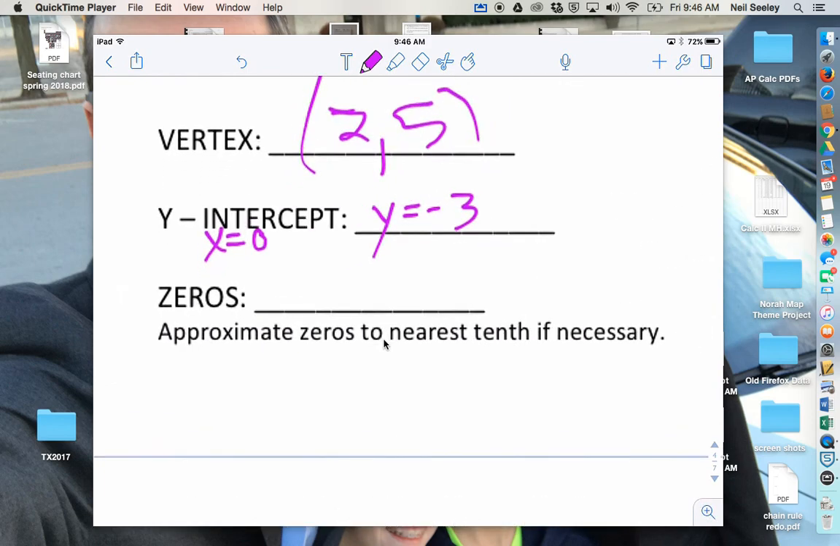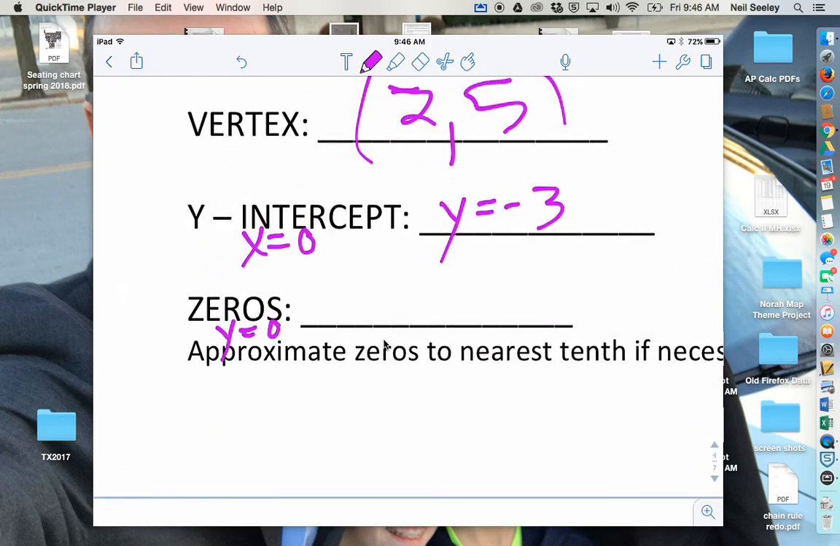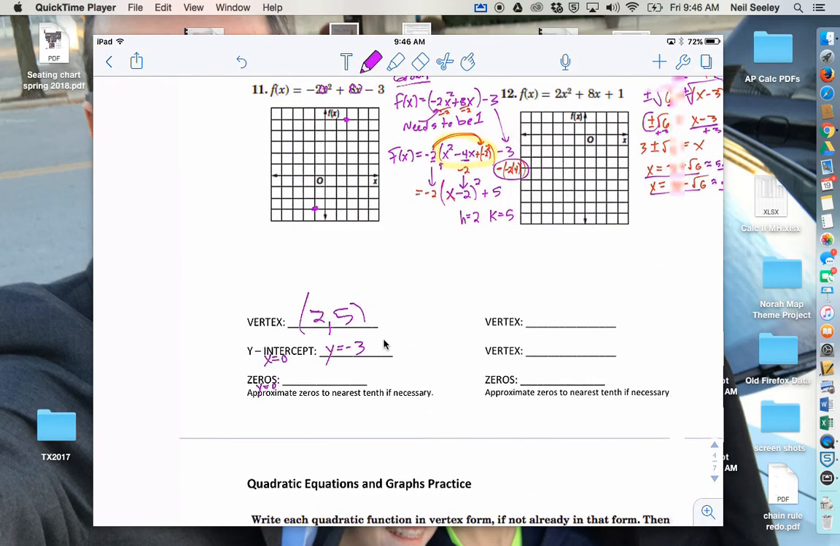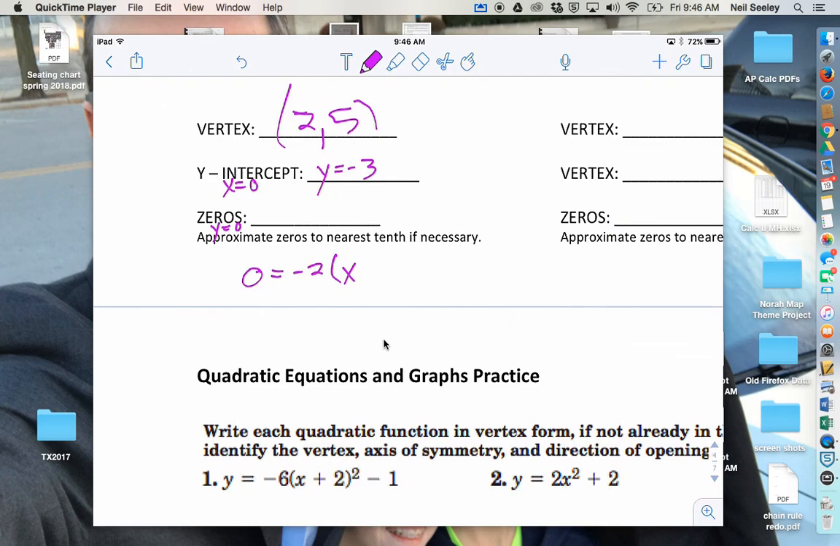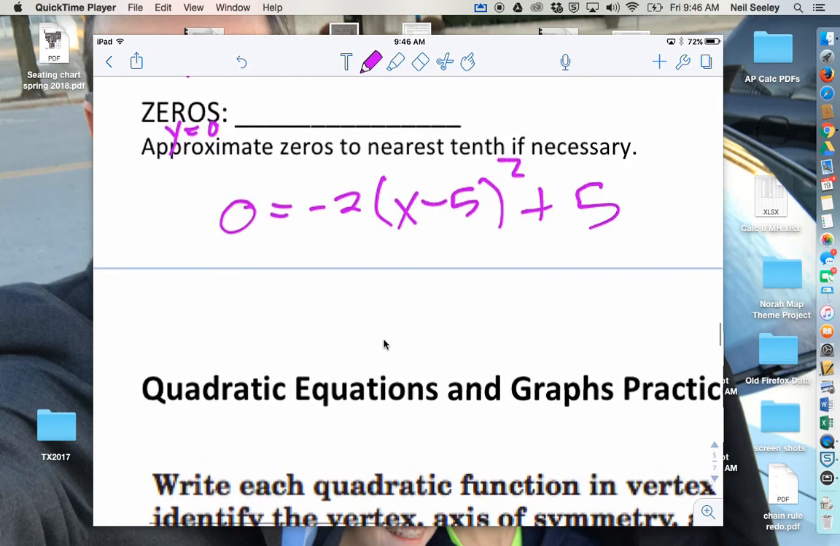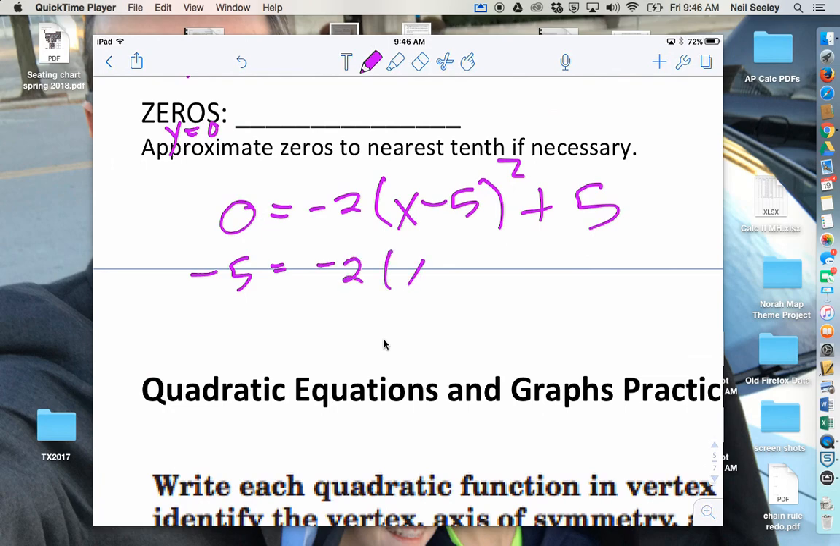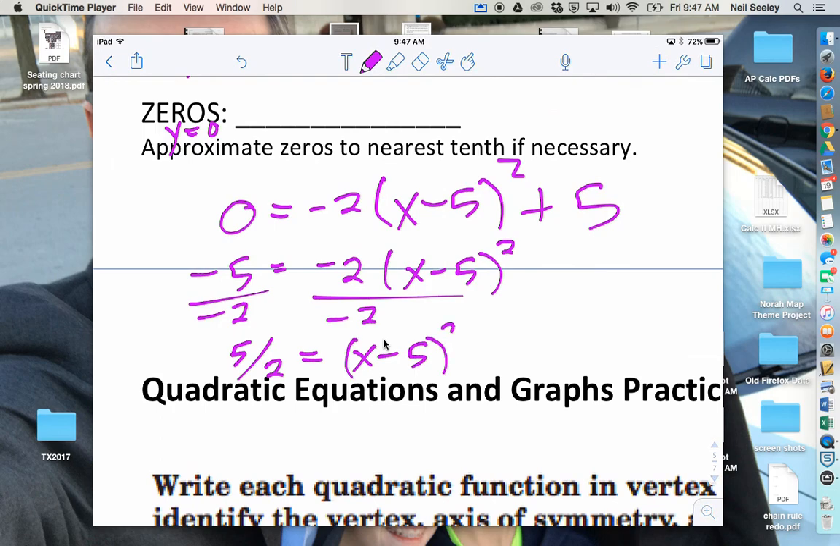The zeros, as in the x-intercepts, are when y equals 0. So you take any form of your equation; I'll choose the last one, just for solving purposes. 0 equals negative 2 times x minus 5, quantity squared, plus 5. That's setting y equal to 0. To get to x, you're going to subtract 5 from both sides. We do order of operations backwards. You want to get rid of this negative 2 by dividing both sides by negative 2. And that makes 5 halves, or 2.5 if you prefer, equal to x minus 5 quantity squared.